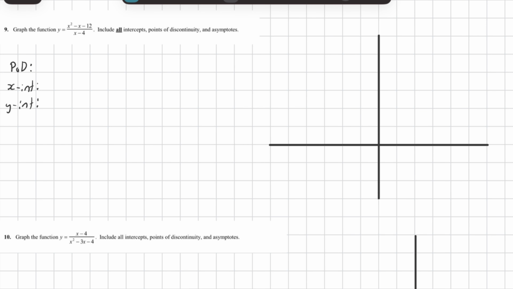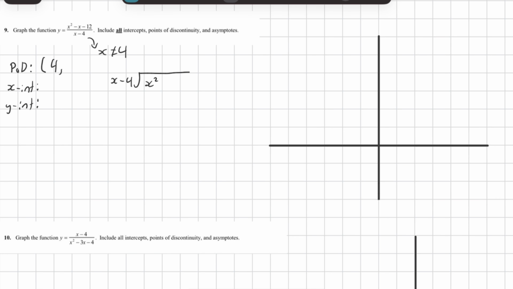Right off the bat, we know that x cannot equal 4, because if it did, then it would be something over 0, which is undefined. So we already know that our point of discontinuity is going to start with x equaling 4, so it's going to be 4 comma something. Now we're going to have to simplify this, so we can do long division so that we can find our x-intercepts. Let's put that inside.